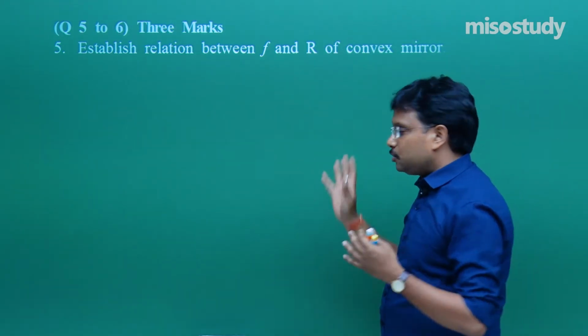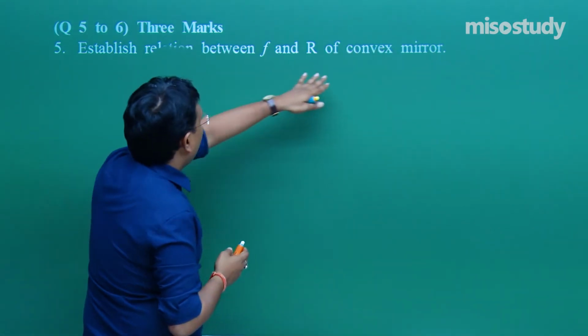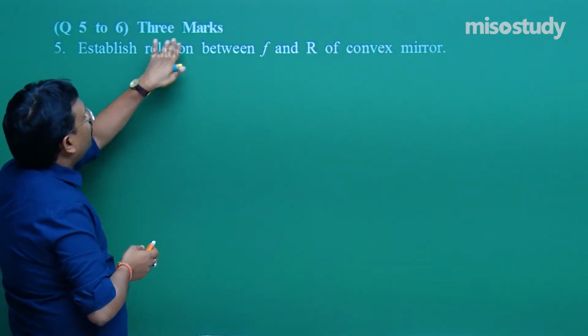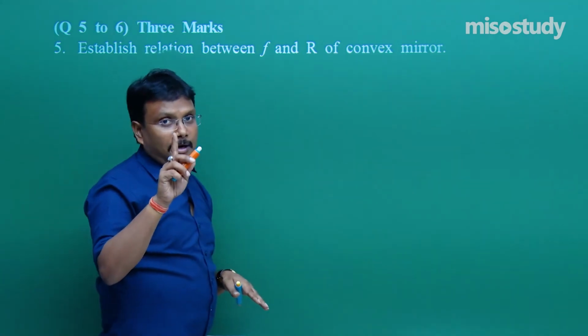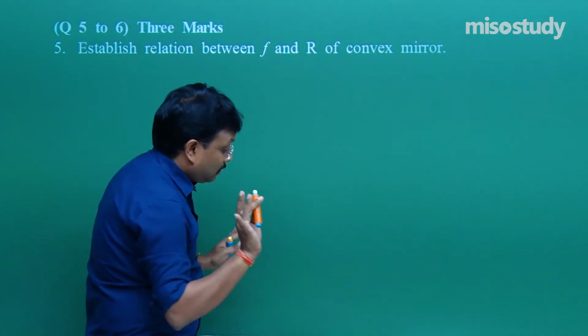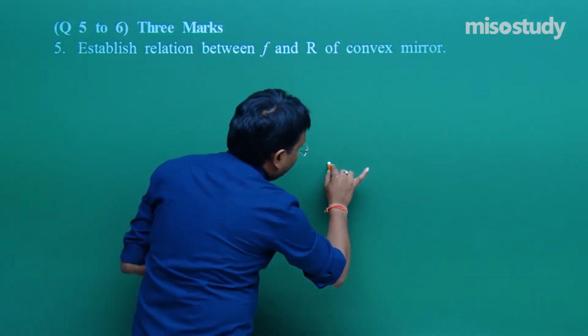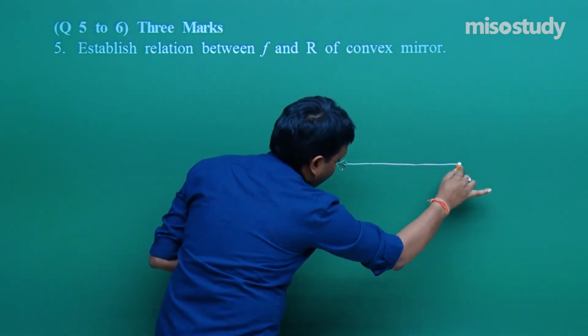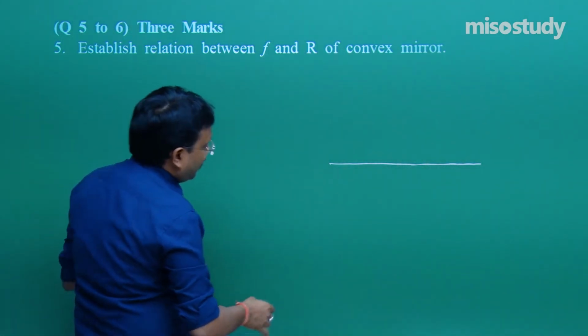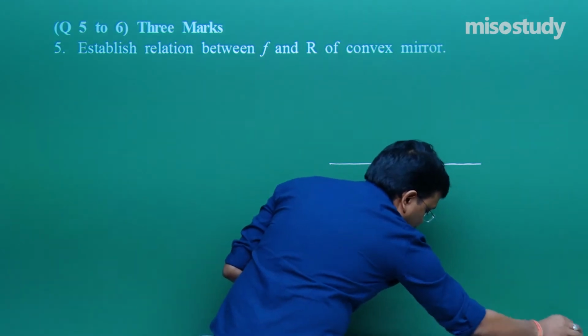So how should you approach? First thing, in such type of questions, if they are in the 3 marks category, ray diagram is essential. Fine, that is first thing. So first we will try to draw the ray diagram, and it is convex mirror, no problem.